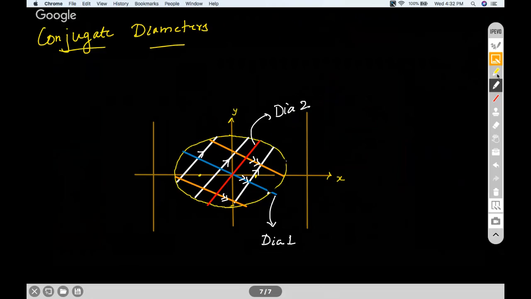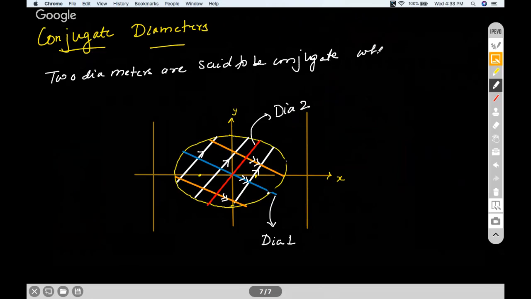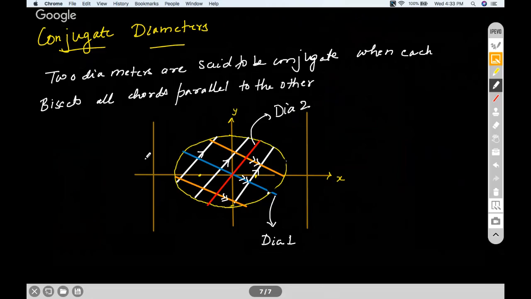Okay. So I'll write down the definition. Two diameters are said to be conjugate when each bisects all chords parallel to the other. So the red and the blue are conjugate diameters.